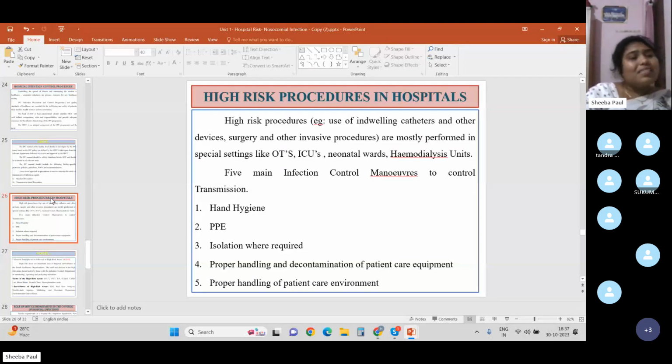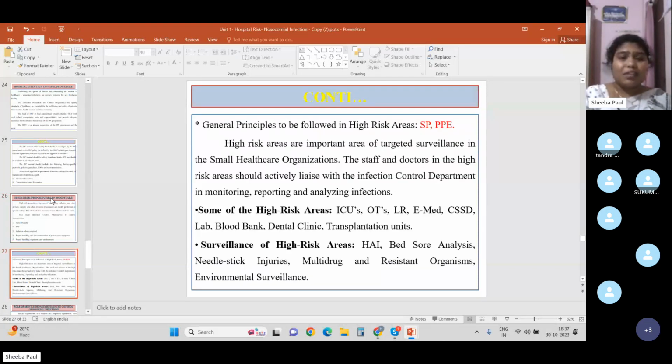So high risk procedures which are performed in the ICUs and OTs also need high care, a safe environment, or a highly safe environment, so that the person is not exposed to any kind of infection. So that's the reason these 5 manuals play an important role. If proper hand hygiene is maintained, proper use of PPE is done, isolation is done, and whenever you come in contact with the patient in delivering care, you are using the equipments properly, sterile equipments, not the contaminated ones, and also the environment, if you are keeping it safer, the person will not land up into any complications.